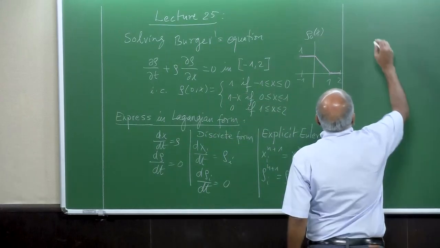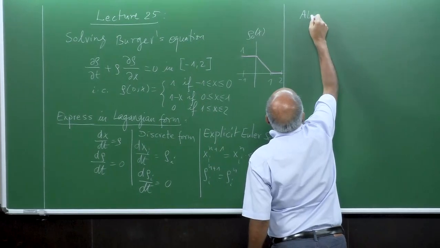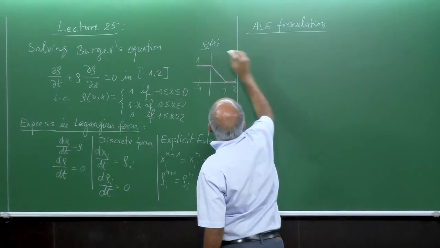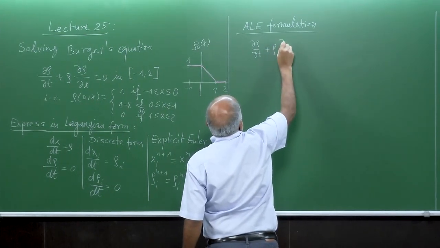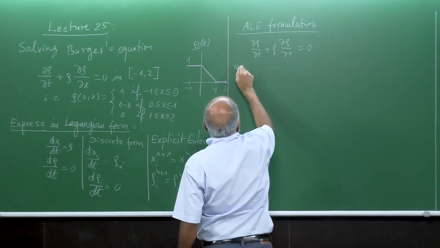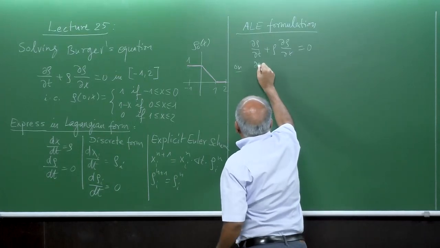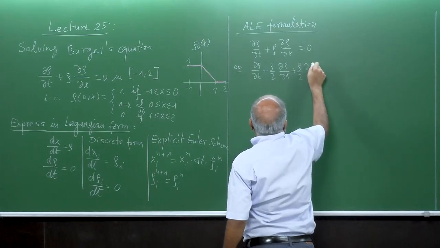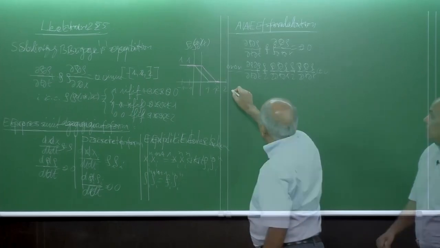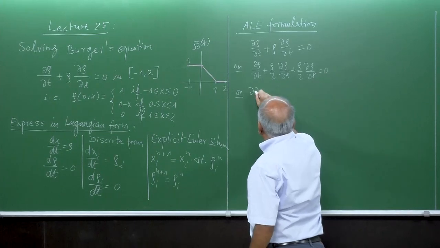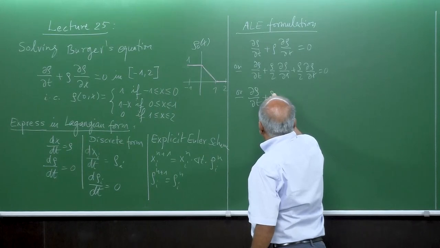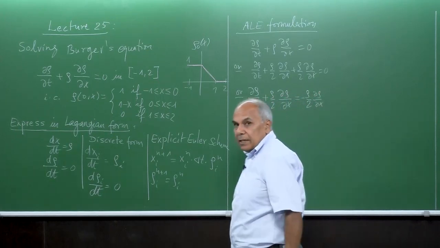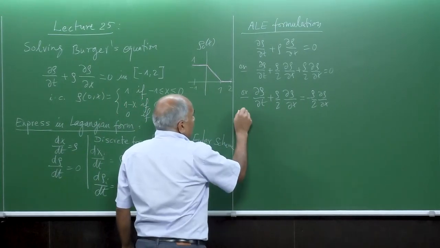And now, as we described in the final part, the ALE formulation. We write this equation del rho by del t plus rho del rho by del x is 0, or I split that into two parts: del rho by del t plus rho by 2 del rho by del x plus rho by 2 del rho by del x is equal to 0. Then I can write one part on the right hand side: del rho by del t plus rho by 2 del rho by del x is equal to minus rho by 2 del rho by del x. So now it is in the Lagrangian form.